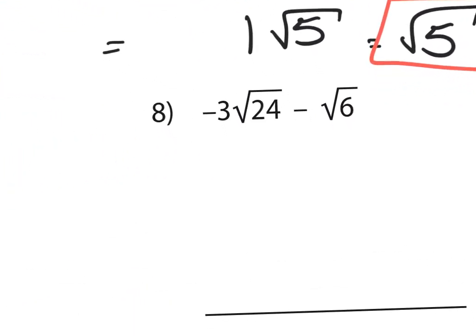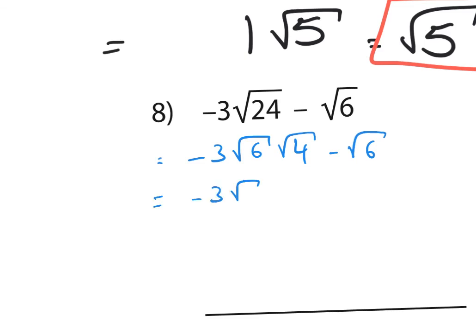And the last one here, we have number 8. We have negative 3 times square root of 24 minus square root of 6. So for 24 we have to look for a perfect square, which is 4 times 6 here. It's going to be negative 3 times the square root of 6 times square root of 4, because 24 is 6 times 4, or 4 times 6, minus square root of 6 here. So we have negative 3 times square root of 6 times 2, because square root of 4 is 2.